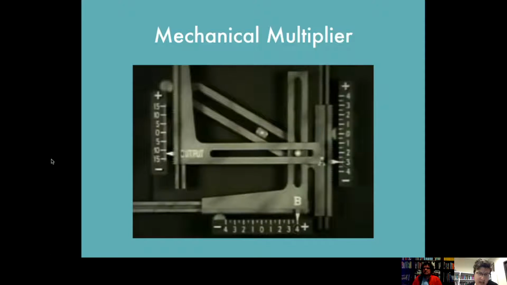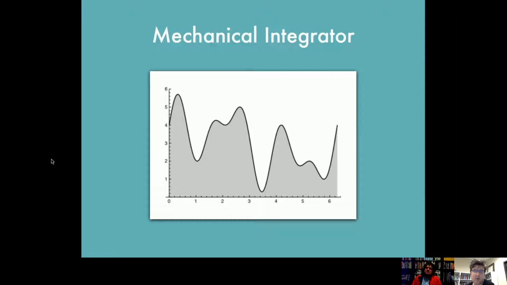Now, this kind of mechanical analog computer is not in use very much at all, but it was one component of the mechanical analog computers that were once quite important. Another example is a mechanical integrator.